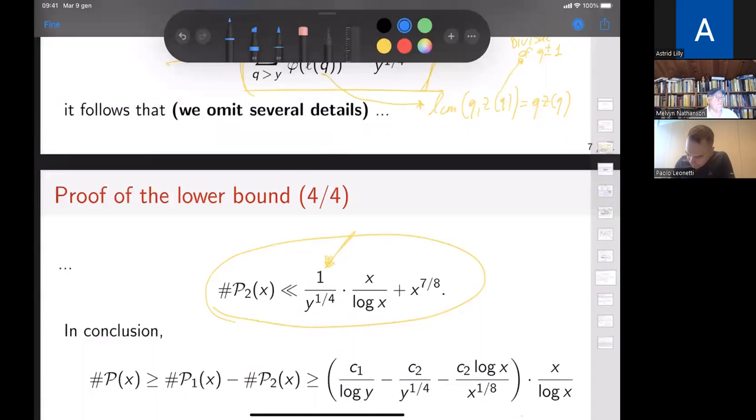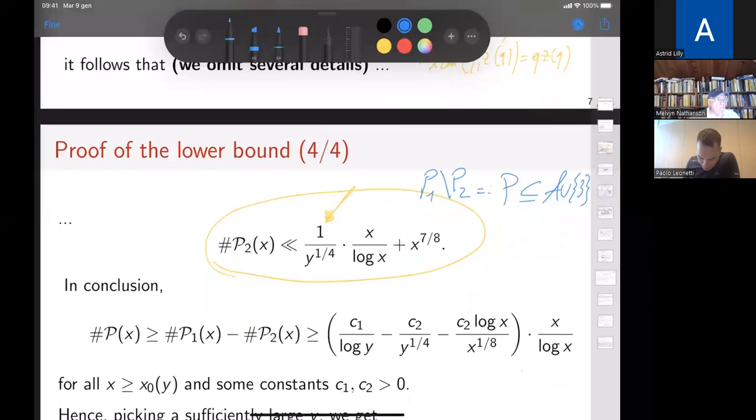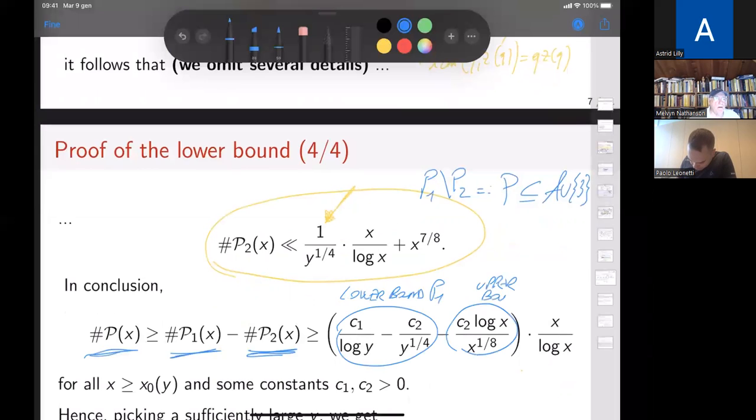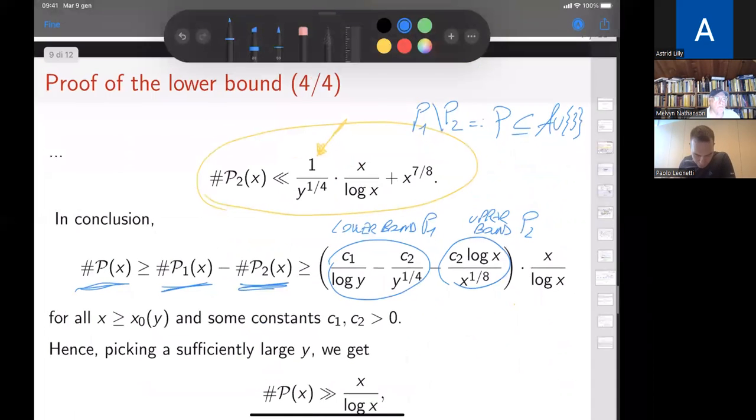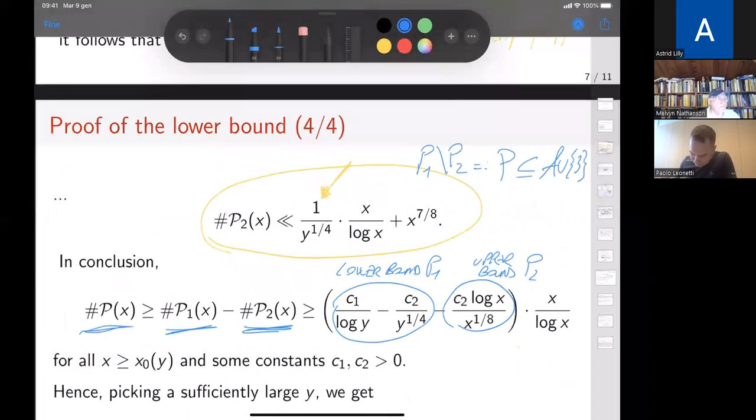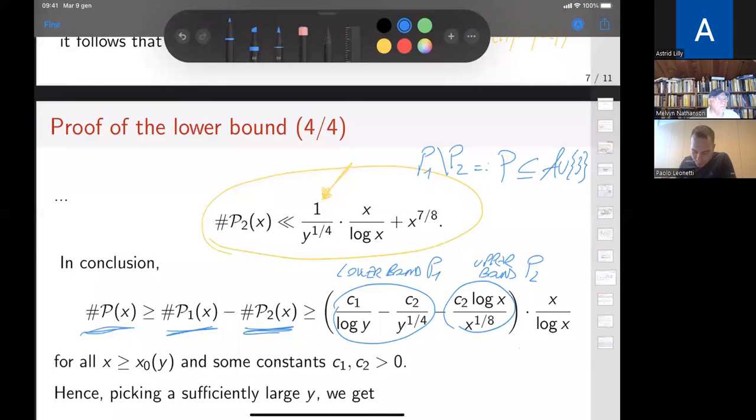Now, since P was included in A up to the prime 3, and the definition of P is P1 minus P2, the cardinality of P up to x is at least the cardinality of P1 minus the cardinality of P2, both up to x. And just using the two estimates, we know that this is the lower bound of P1, and this is the upper bound of P2. Well, or better, they are the constants for which we have the lower and the upper bound.